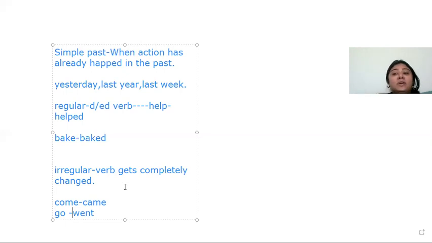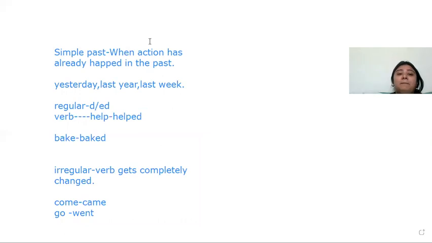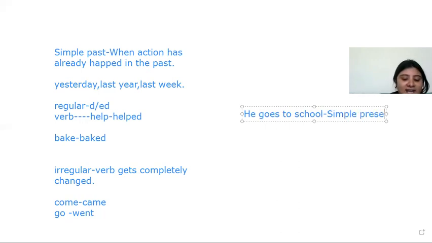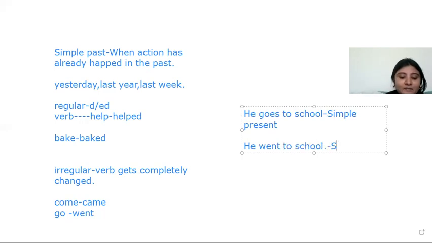There is no rule for singular and plural in simple past. Whatever is the subject, we just have to add a D or ED if it is a regular one to make it a past, or if it is an irregular word, we need to just change it completely. So for example, if my sentence is he goes to school, which is in simple present, I can just change it to he went to school in simple past. So that is my way of changing from simple present to simple past.